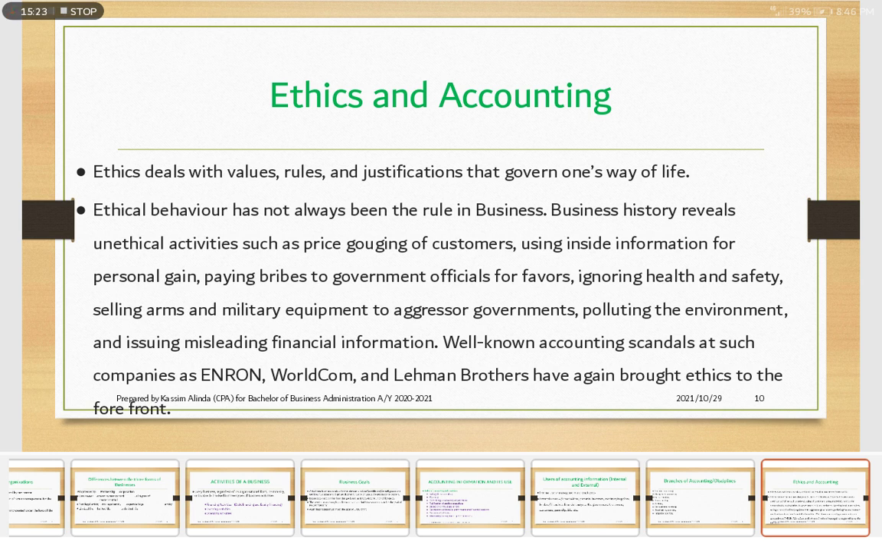Ignoring health and safety regulations. Selling arms to those governments which are aggressing others. Polluting the environment. All of these are ethical issues. Then I suppose some of you would have heard about companies like Enron, WorldCom, and Lehman Brothers. These were brought to the forefront because of these ethical issues.